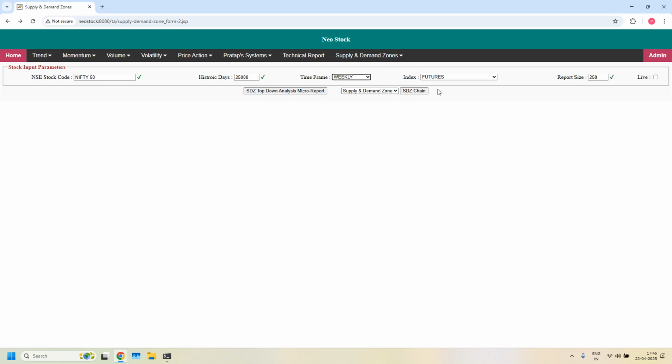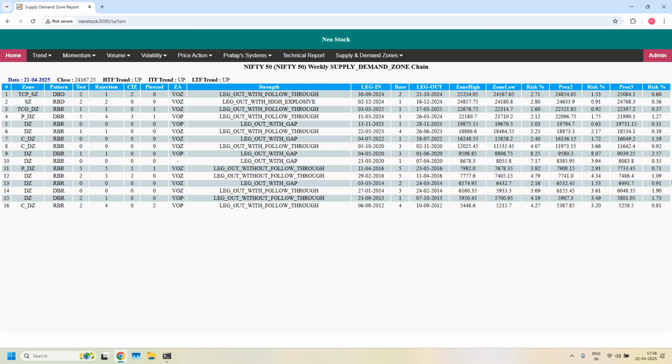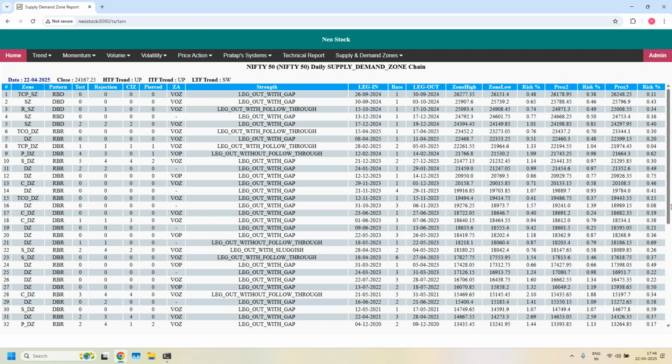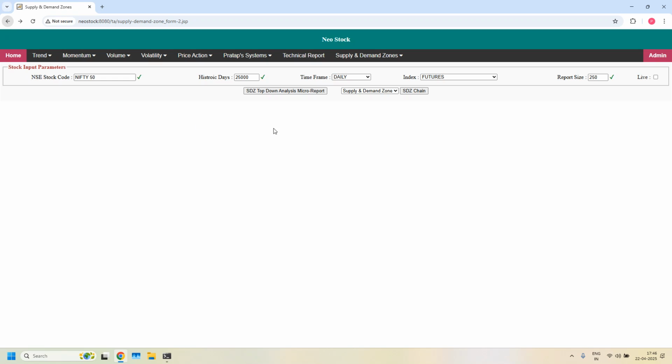and generating weekly supply demand zone chain for NIFTY. Next, generating daily supply demand zone chain for NIFTY. Next, generating 125 minutes supply demand zone chain for NIFTY.